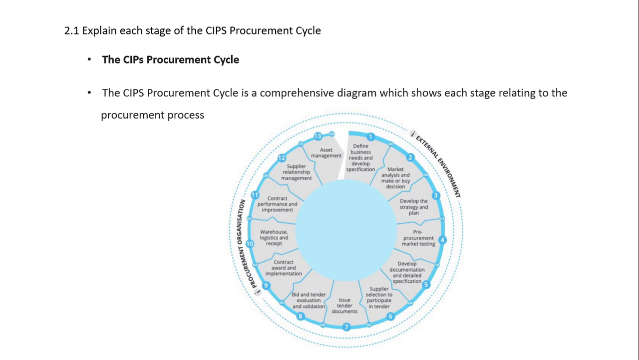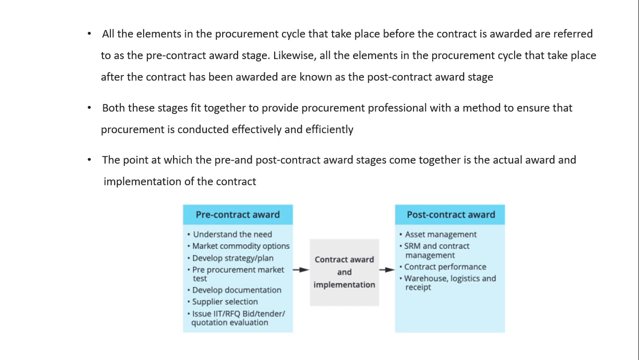The CIPS procurement cycle. The CIPS procurement cycle is a comprehensive diagram which shows each stage relating to the procurement process. All the elements in the procurement cycle that take place before the contract is awarded are referred to as the pre-contract award stage. Likewise, all the elements that take place after the contract has been awarded are known as the post-contract award stage. Both these stages fit together to provide procurement professionals with a method to ensure that procurement is conducted effectively and efficiently. The point at which the pre- and post-contract award stages come together is the actual award and implementation of the contract.